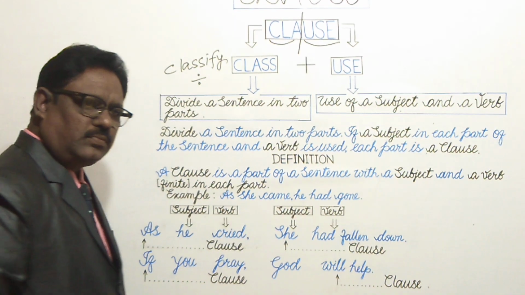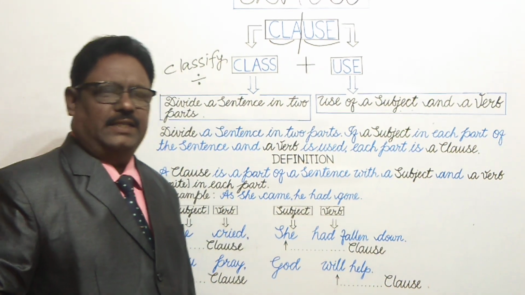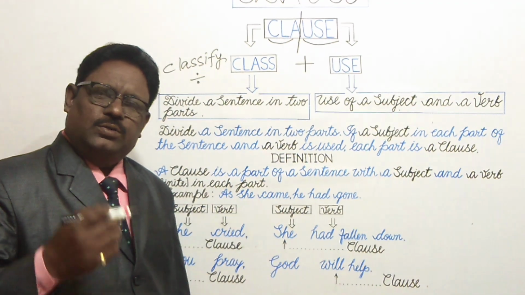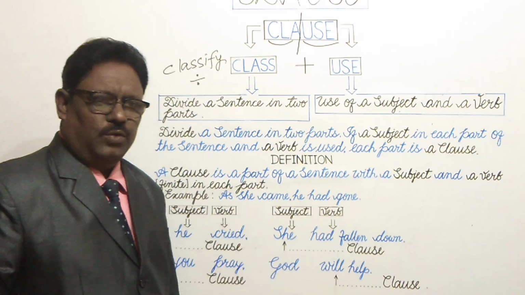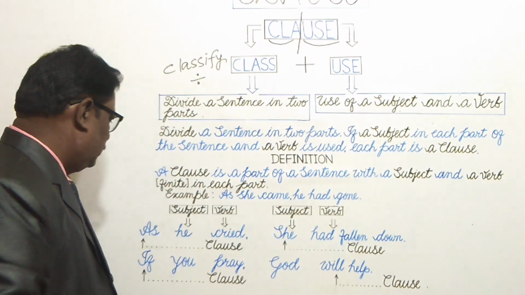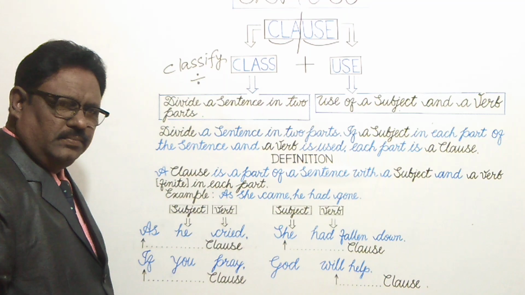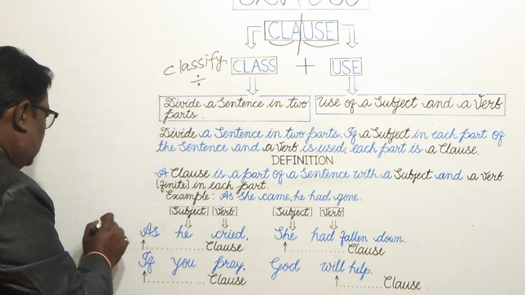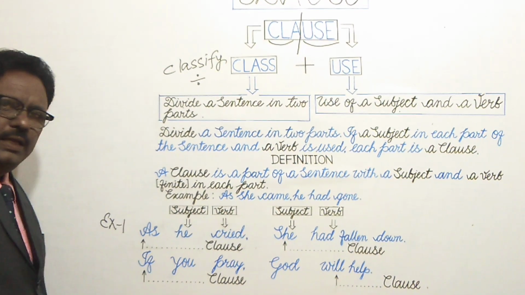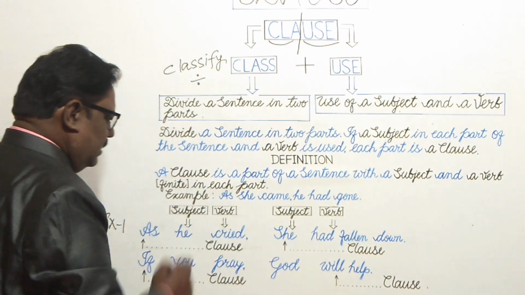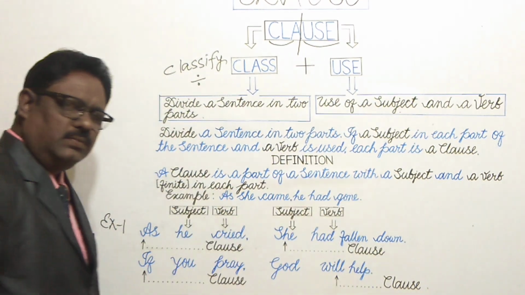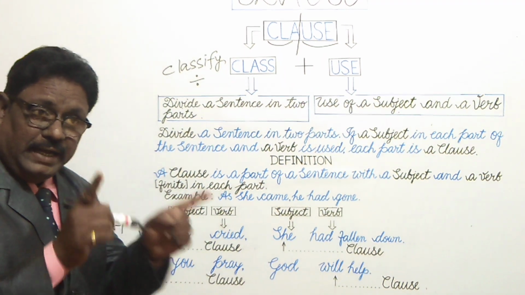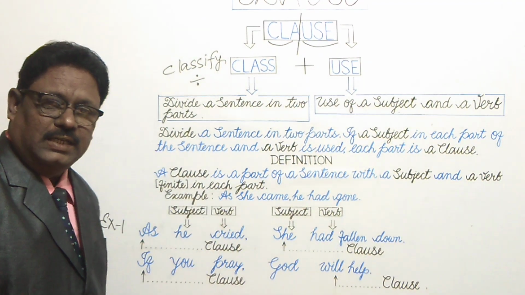Now, if we try to understand clause through an example, we write a sentence. Here we have many examples. Example number 1 is: as he cried, she had fallen down. What we have to do in the sentence? We have to divide the sentence.